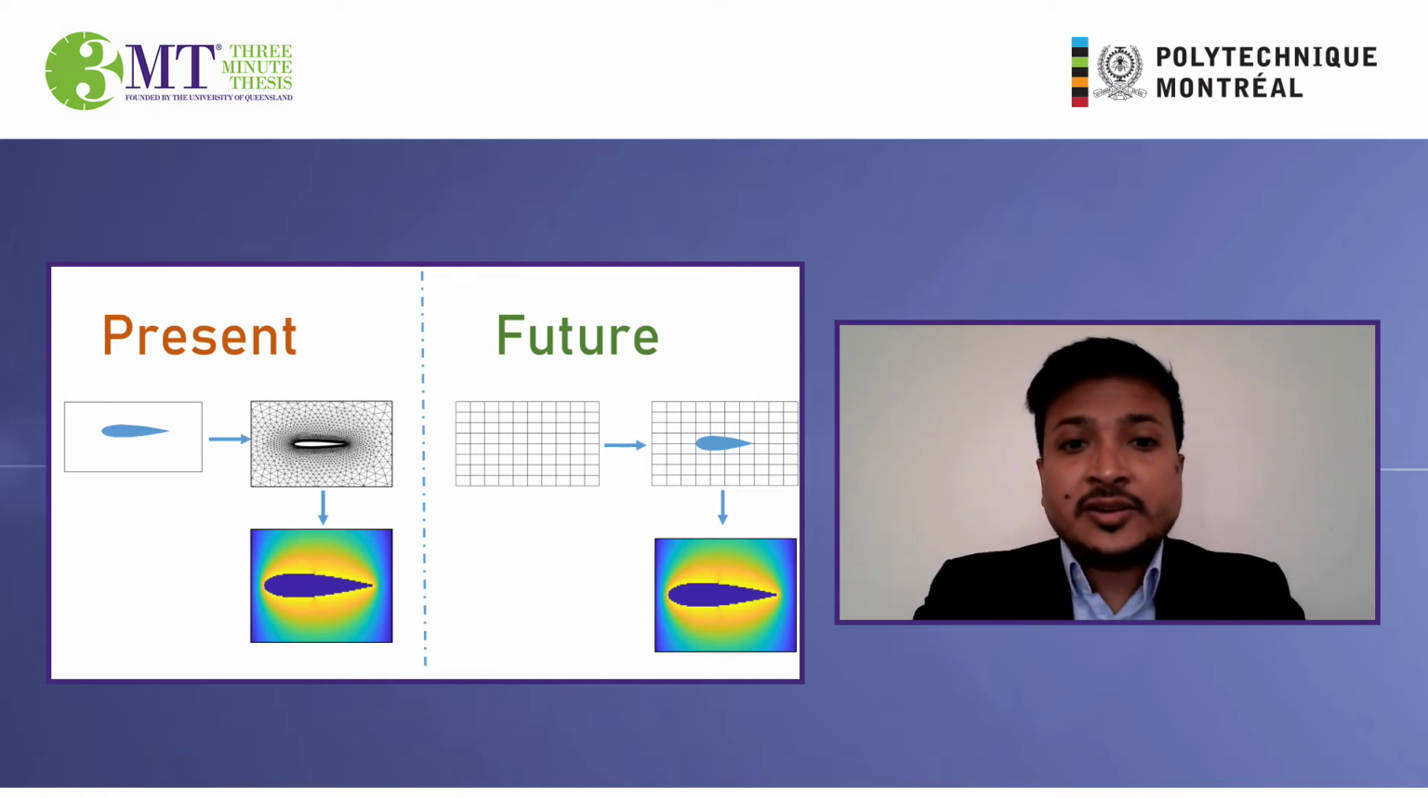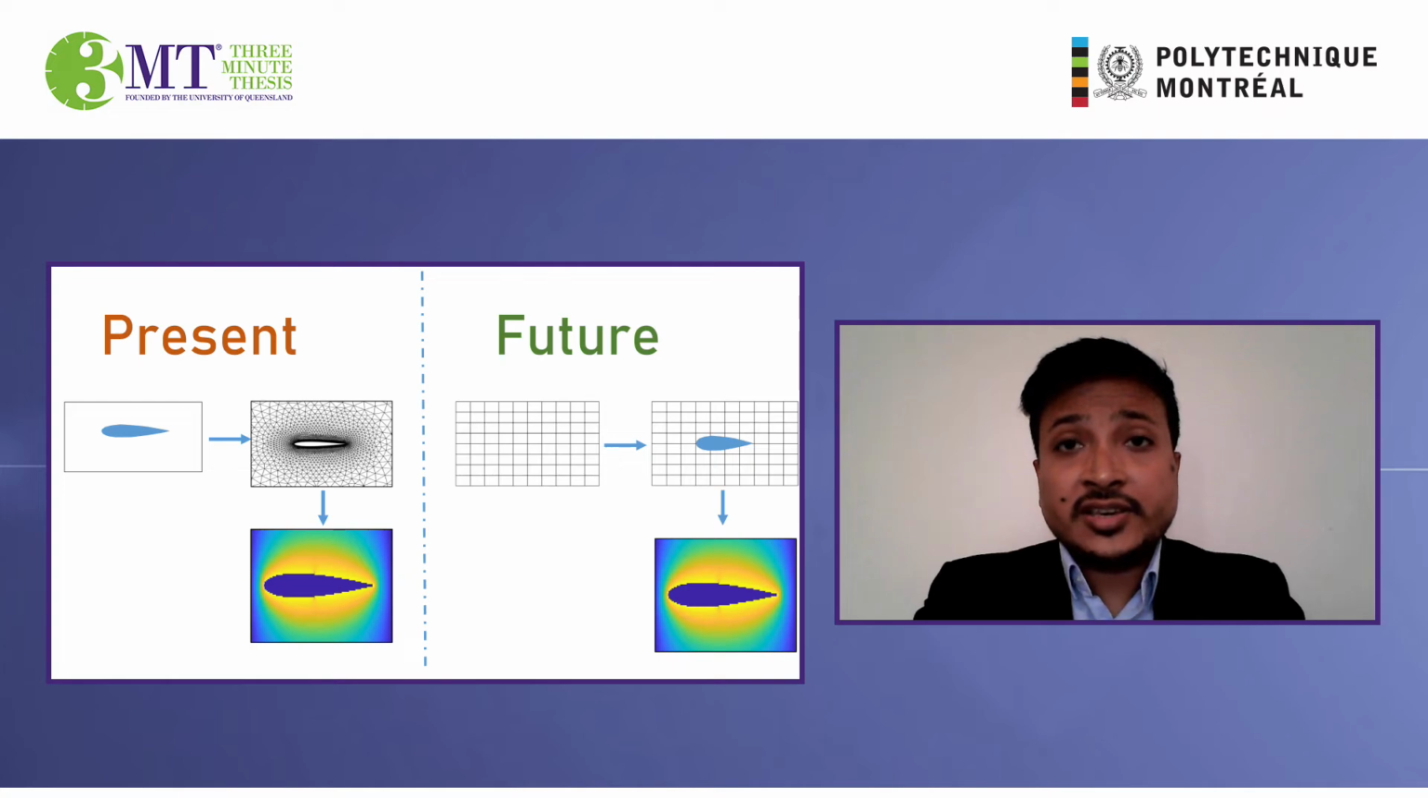So meshing being that important, why not simply remove it? Or why not just reduce the dependency of the quality of the result obtained on the quality of the mesh created? So the aim of my research is to reduce this dependency.